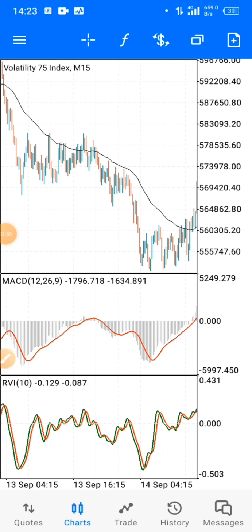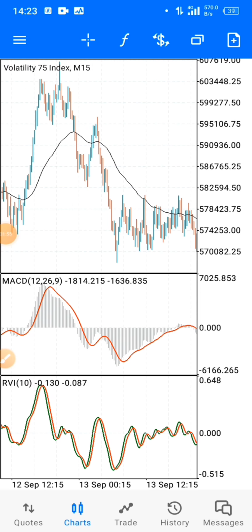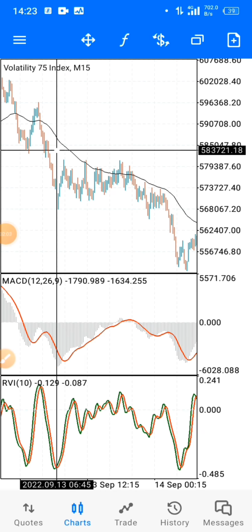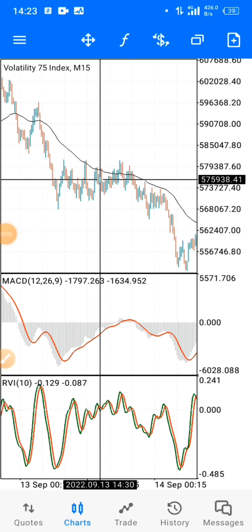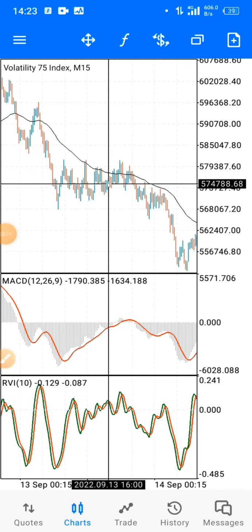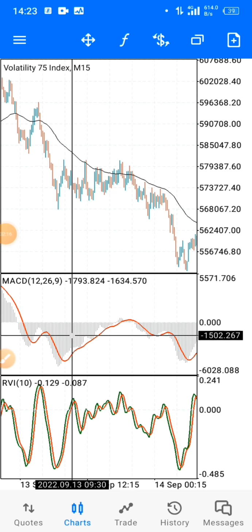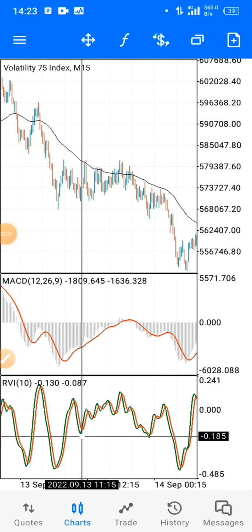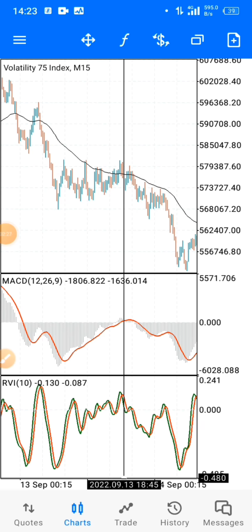For the rules of this strategy, it's quite simple. Firstly, when you are selling, on our main chart, the candlesticks must be below the black moving average. That's the first condition. And then on the MACD indicator, the small bars, the histogram, must be below the level 0. And then we're going to be using our relative strength index for our entries. So that's what we're going to be doing.